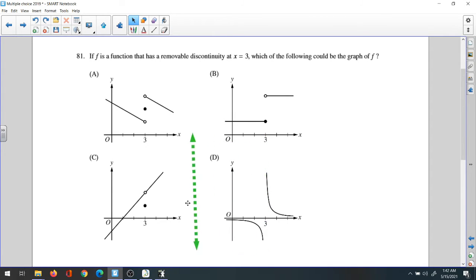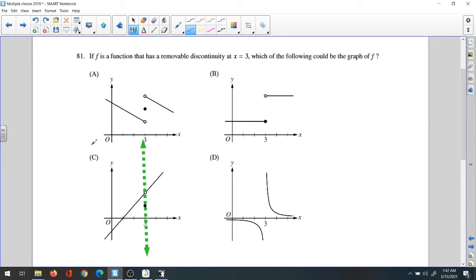If you come to C, you will find that the limit from right and left are equal, removable. So the answer for this is C, because the limit exists. A removable discontinuity, yes, is discontinuous, but the limit exists. That's question 81.